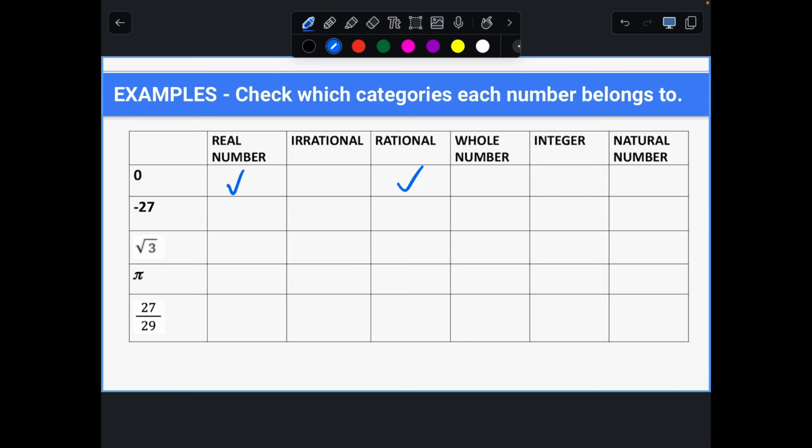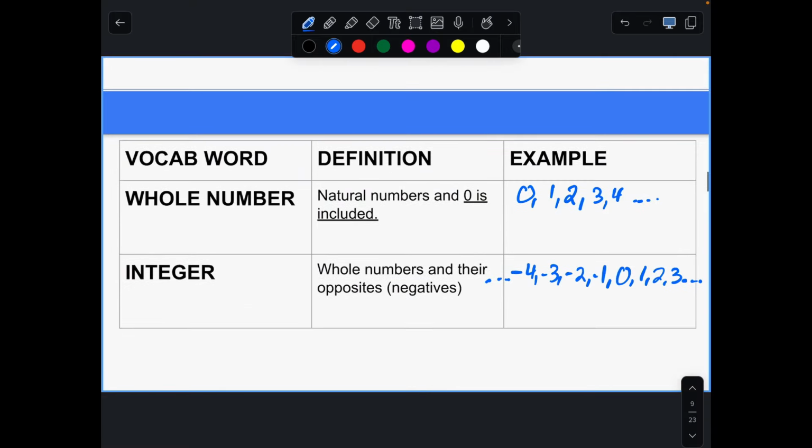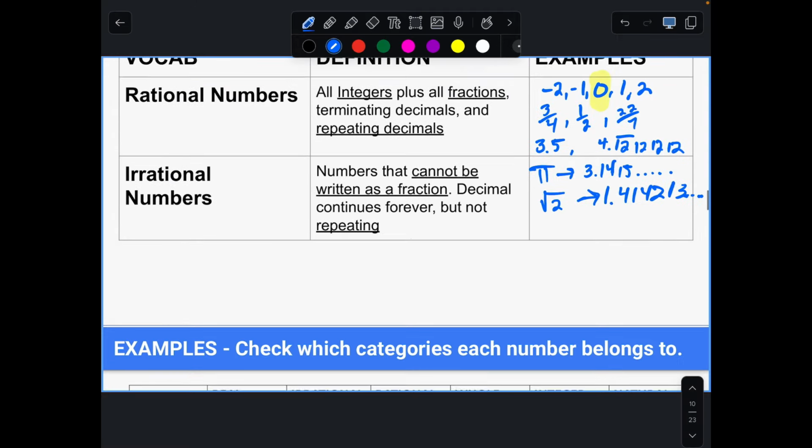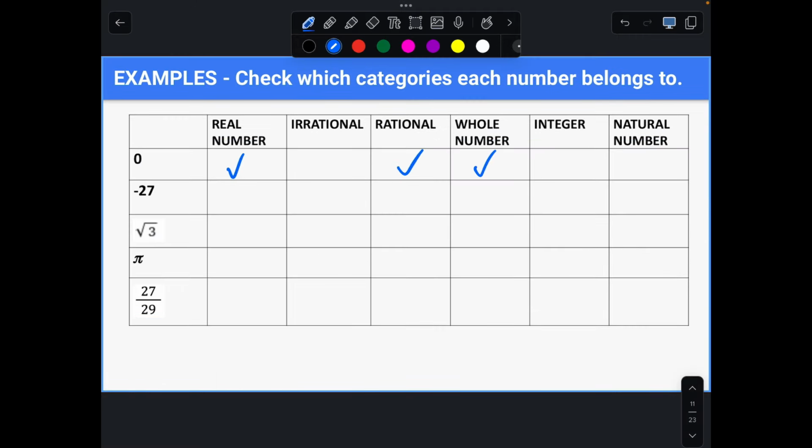A whole number is all, if you need to, just scroll back, check. What's the whole numbers? Natural numbers, and 0 is included. So again, 0, it's in there as well. That is a whole number. Is it an integer? Yes, it is. Is it a natural number? No. No, it is not a natural number.